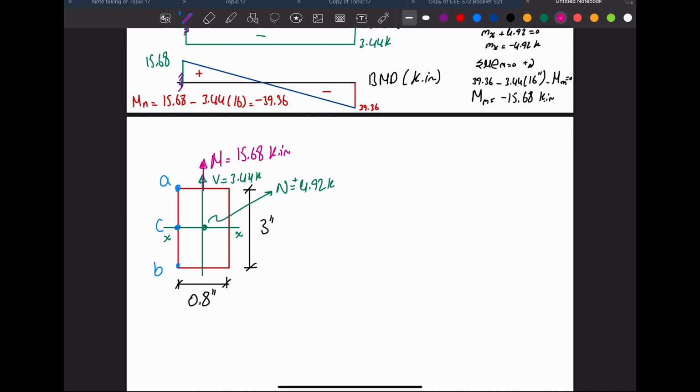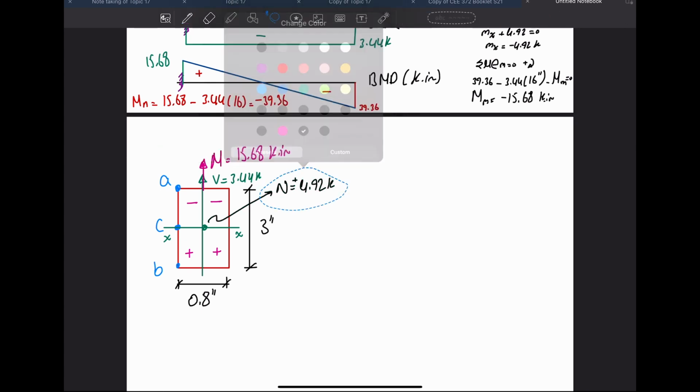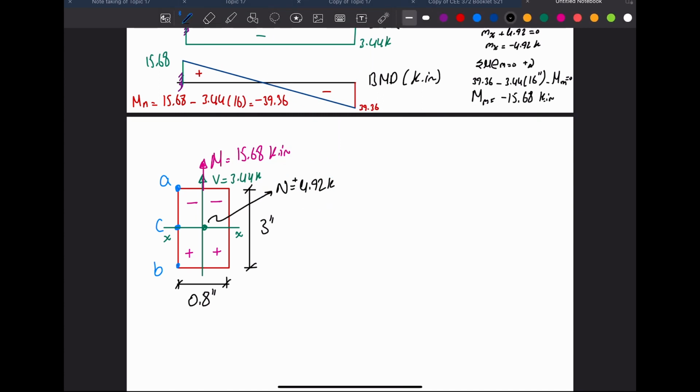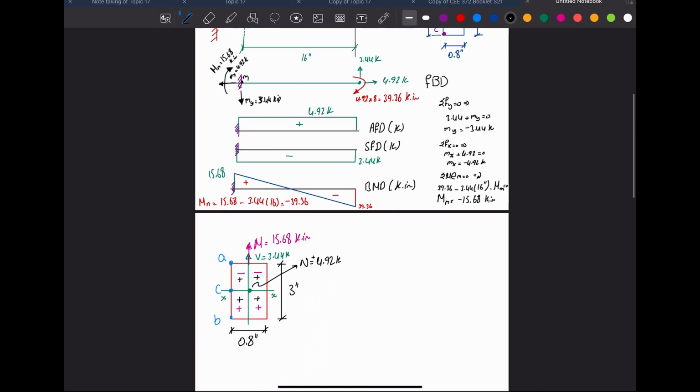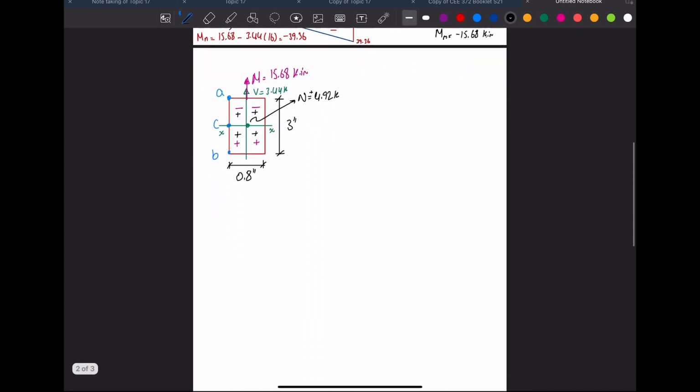For the moment, these two quadrants are going to feel negative, and the bottom two quadrants are going to feel positive due to the bending moment. Due to the axial force, let me put it in black here, and the sign is going to be in black. So I had tension, so everything is in tension. Okay, so let's now calculate the normal stresses.